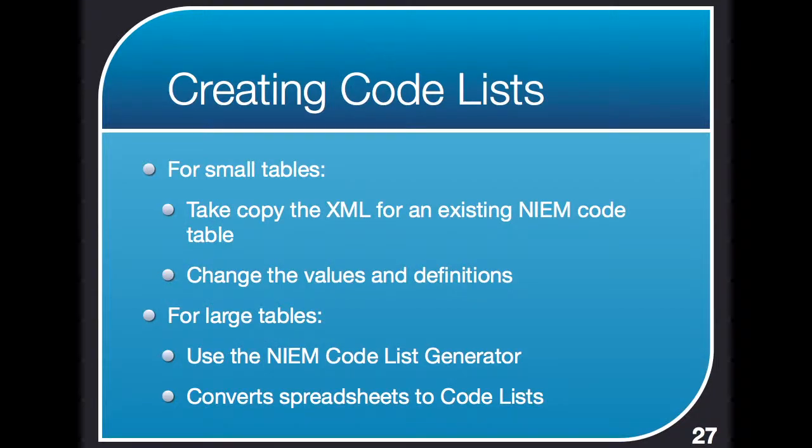So suppose you want your own code list. How do you make one? Well, it depends on the size of your table. If you're making a small code table, here's how I do it.